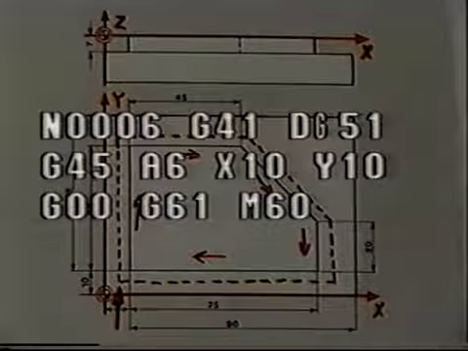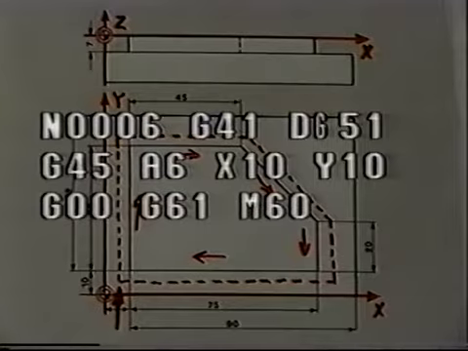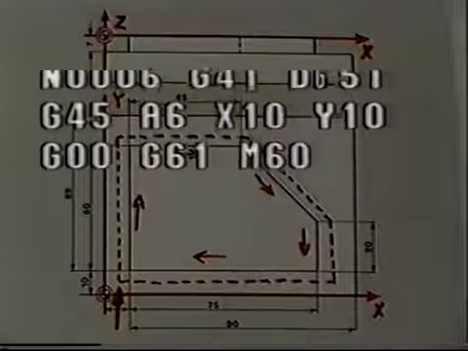That was G45. The downfeed point should be spaced 6 millimeters from the first contour point. That's A6. The first contour coordinate is X10, Y10. And the tool is supposed to traverse rapidly to the downfeed point. Therefore, I hit G00. I want blends, so it's G61. And the feed is supposed to remain constant, so M60. This is a really long block. But on the other hand, the control system does a lot of things for me automatically.